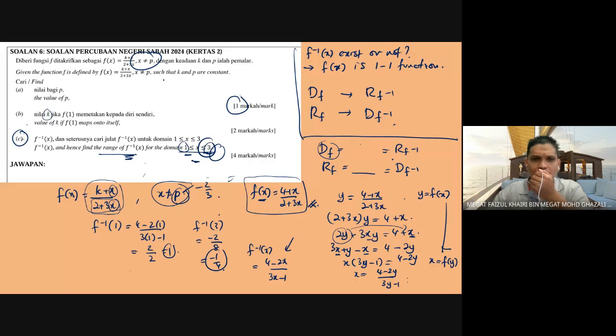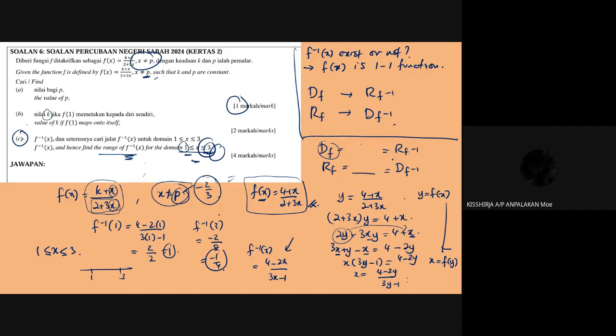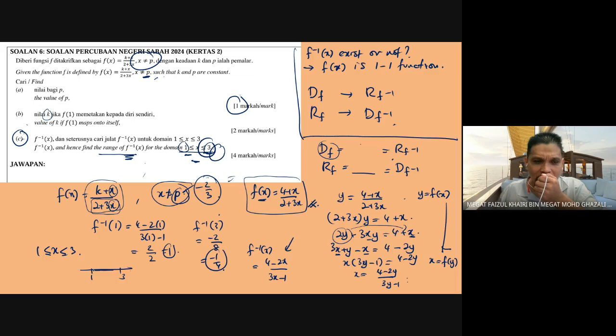And then x cannot be equal to p. What is the value of p just now? Negative 2 over 3. So let's say x from 1 until 3. Where is negative 2 over 3? Is this in the domain of 1 until 3? No. So it is safe. It is not included in the domain, in the range for f inverse. That's it.